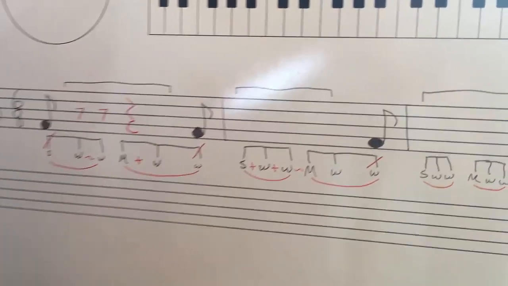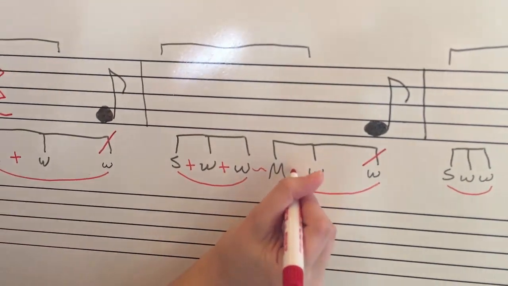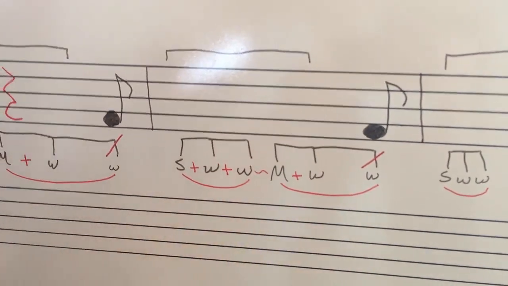All right, and then what about the medium to the weak? The medium can pick up a weak, so we can have a plus sign. Perfect. All right, now we're ready to add our rests.